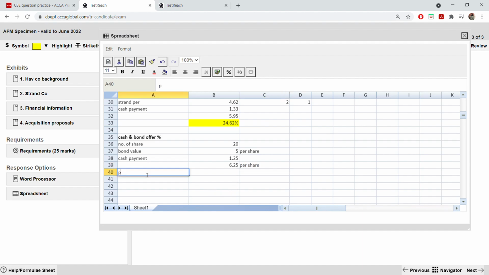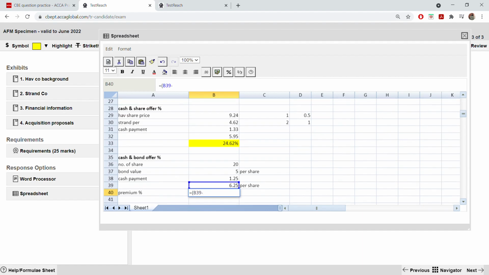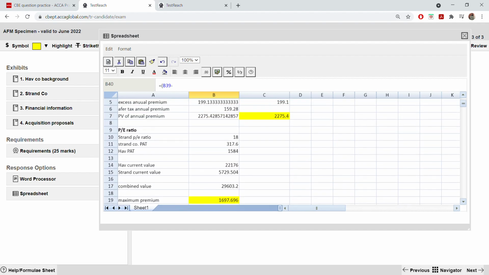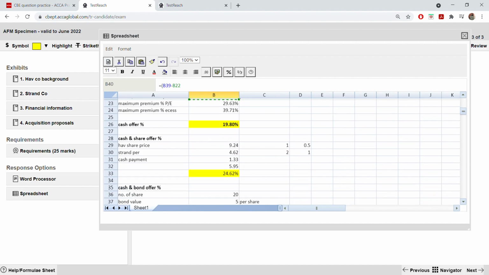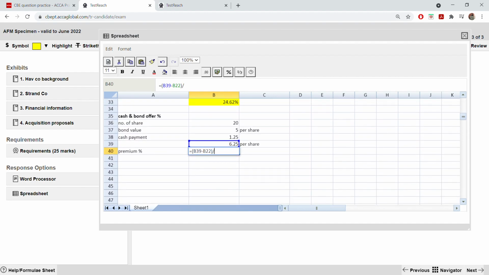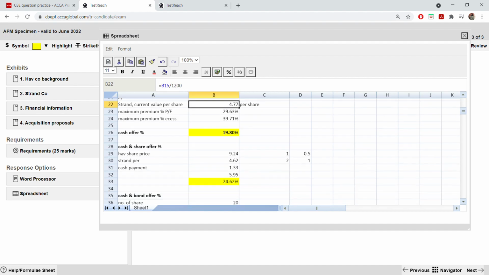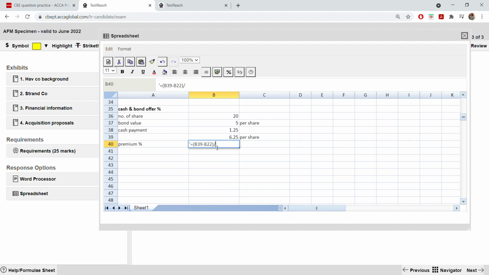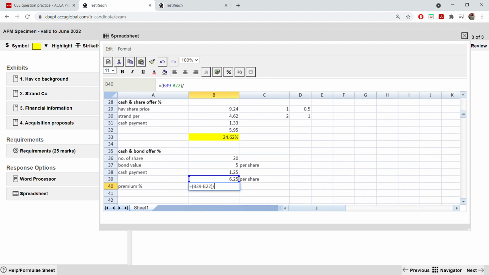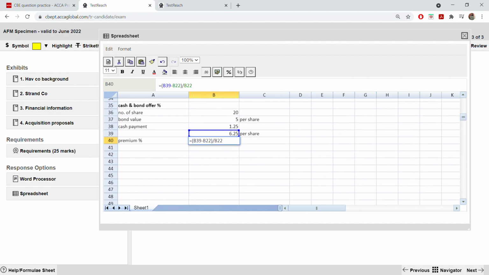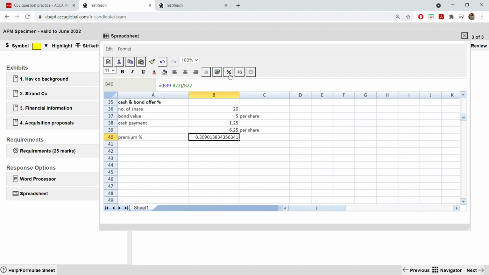Now the premium percentage will be, again, this minus this only. The amount that you have got, divided by that amount only. So I am going to go to percentage. So it's 30.90 percent, right?